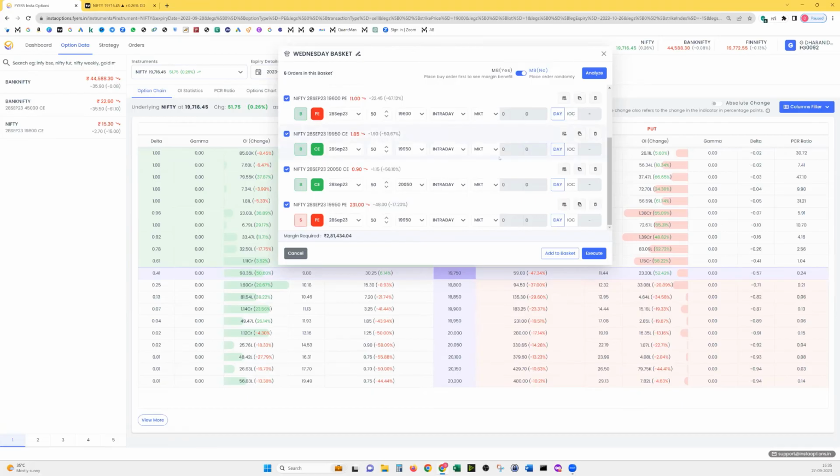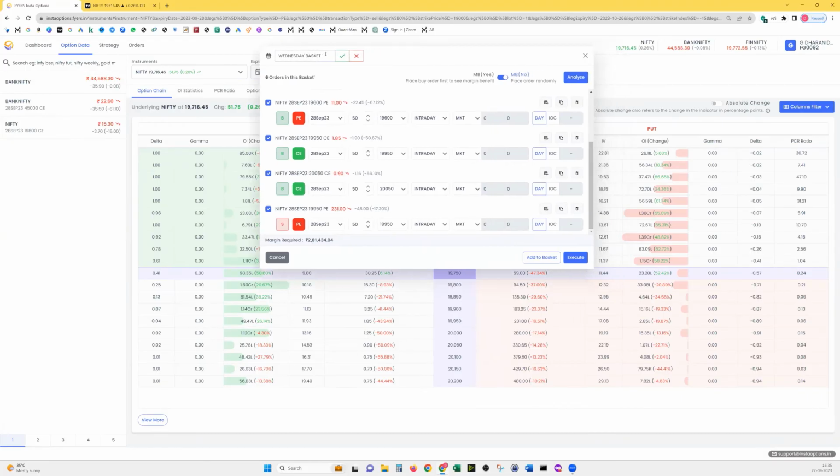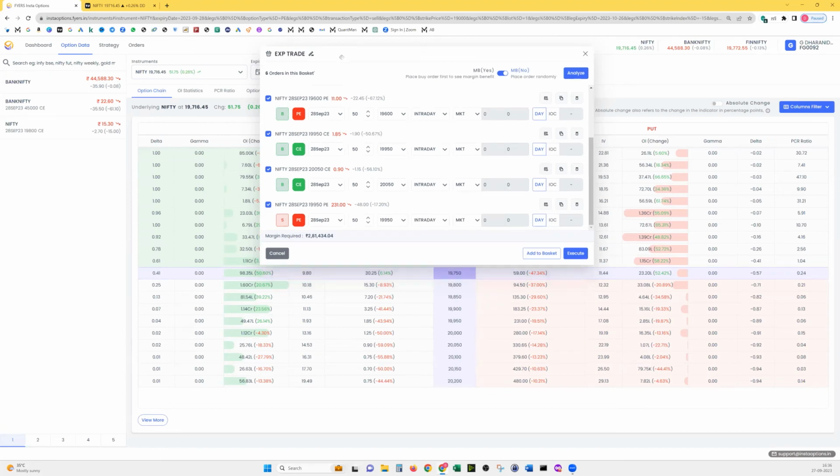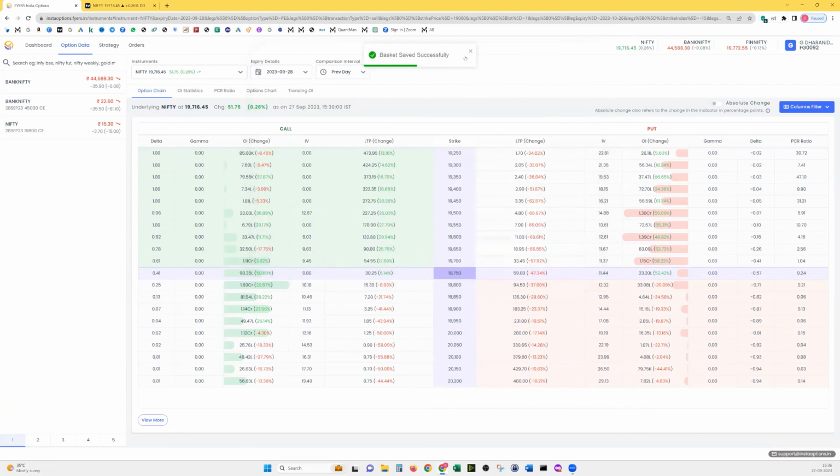So they can complete the analysis, and then they can name it, say, expiry. Okay, so tomorrow's expiry, right? So I plan for my expiry date. Okay, expiry trade. Then I save it, and now I add to basket. Once I've added it to the basket, I can take this for my further use.